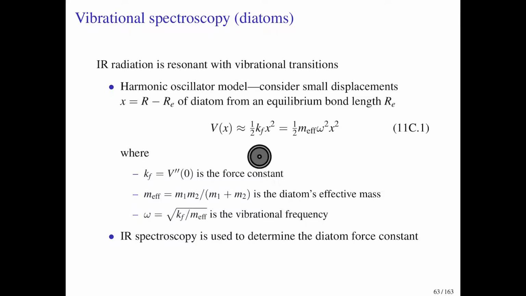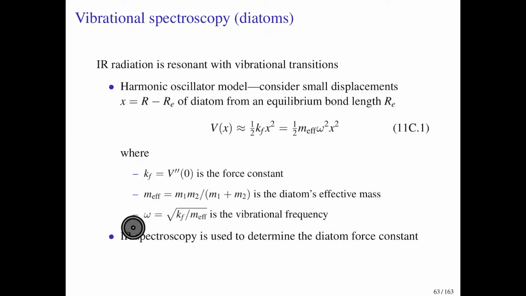We can also write the force constant in a different way. We can write it in terms of the effective mass of the diatom, which in this case is also the reduced mass of the diatom. And then omega is the vibrational frequency. This would be the angular frequency expressed in radians per second.